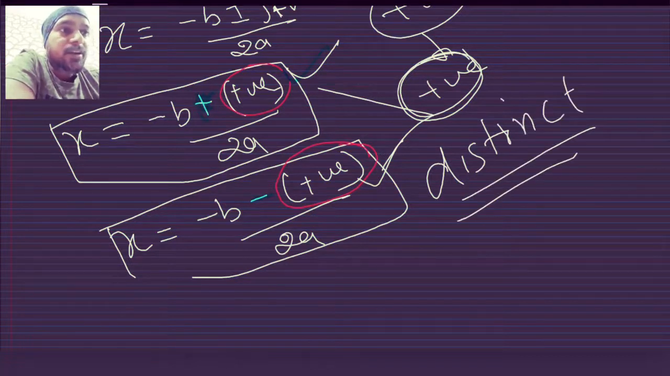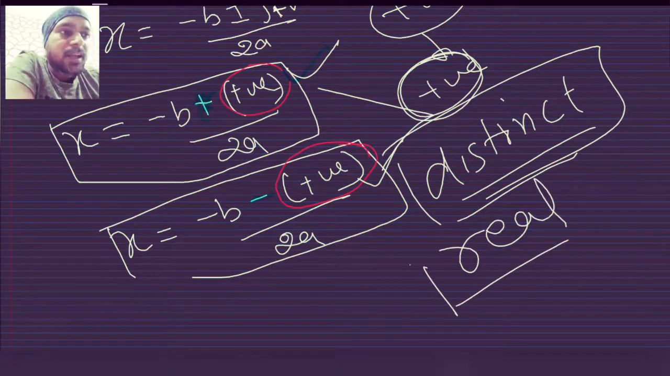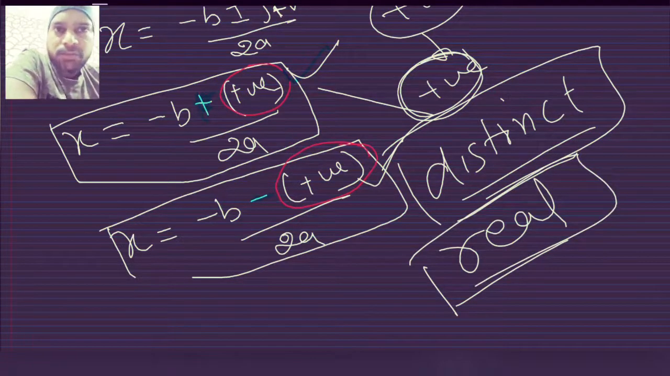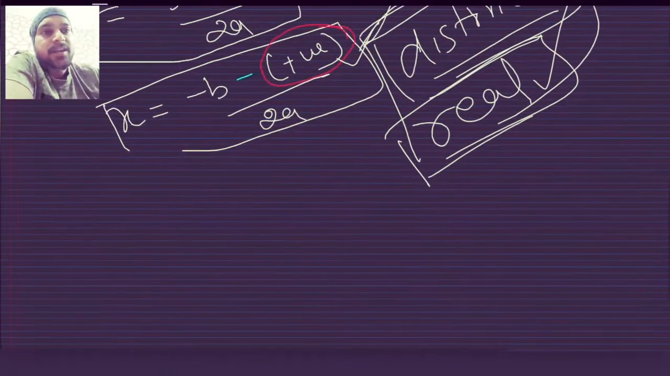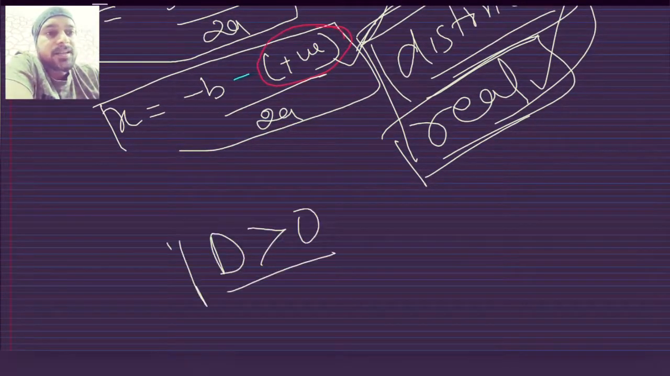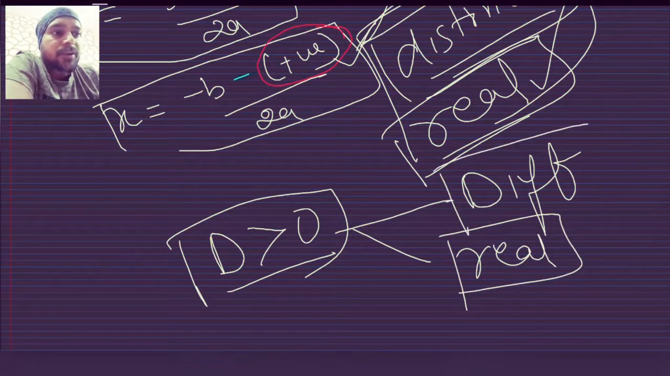Distinct means different roots, you are going to get two different answers, right? And those answers are going to be real numbers. Why are they real? Because they will be negative numbers or positive numbers, but they will be real numbers, because real numbers are all those numbers which can be represented on a number line, right? So you remember real numbers, right? So there you are going to get two distinct answers, and those answers are going to be real. So here, when the discriminant is greater than 0, the roots will be different, and the roots will be real. So you are going to get different and real roots.